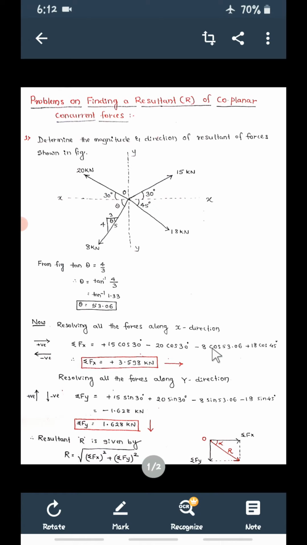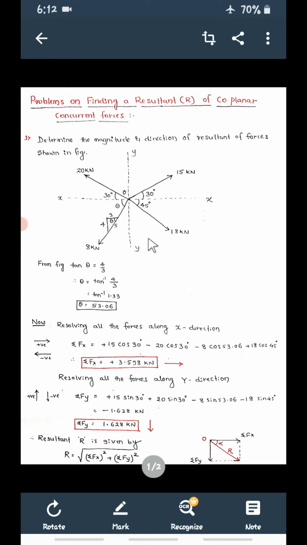Today we're going to solve problems on finding the resultant. That is composition of forces. When a number of forces are acting on a body, you have to combine all these forces and find a single resultant. Those problems we're going to solve.